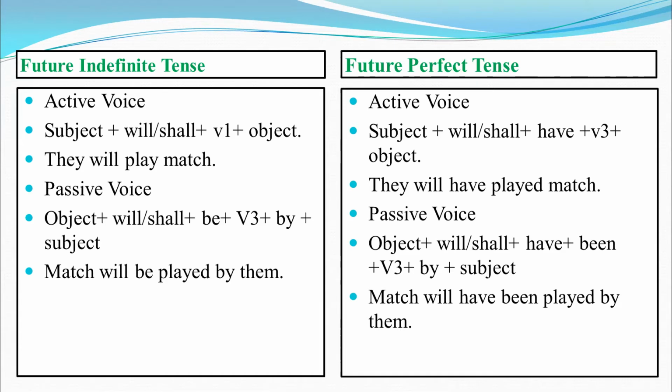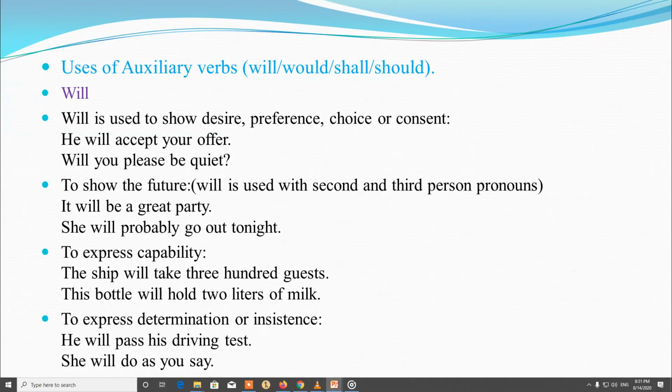Is that clear? Now come to the next topic, uses of auxiliary verbs will, would, shall, should. First of all, we'll see where will is used. Will is used to show desire, preference, choice or consent. For example, he will accept your offer. Will you please be quiet?